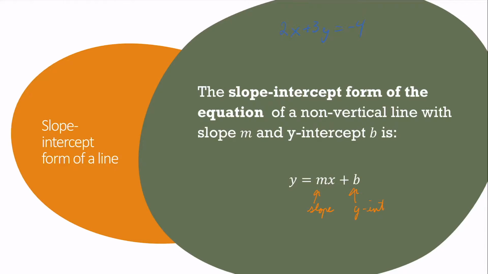So here I have 2x plus 3y equals negative 4. If I go ahead and solve for y, I'm going to get an equation in slope-intercept form: y equals negative 2/3 x minus 4/3. So in this case, my slope is negative 2/3, and where my graph crosses the y-axis is at negative 4/3.